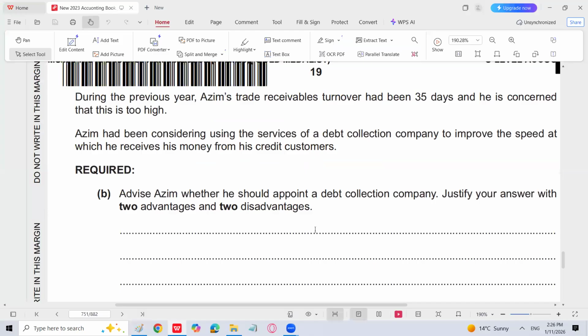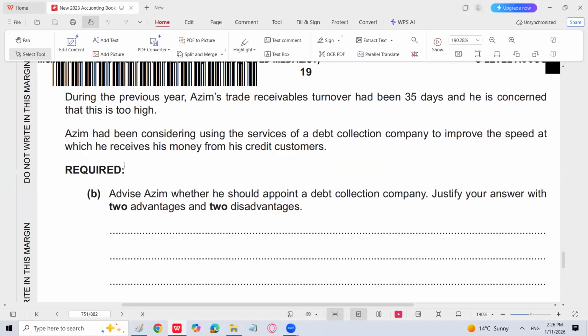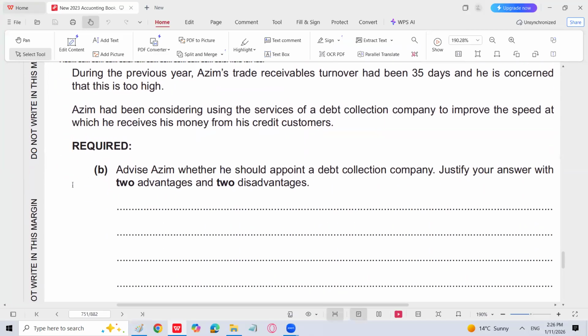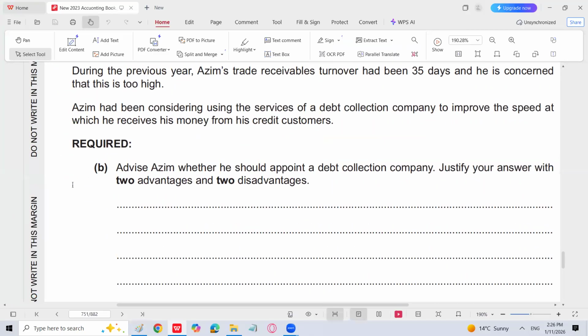Advice: A.S.M. had been considering using the services of a debt collection company to improve the speed at which he receives his money from his credit customers. Advise A.S.M. whether he should appoint a debt collection company. Justify your answer with 2 advantages and 2 disadvantages.